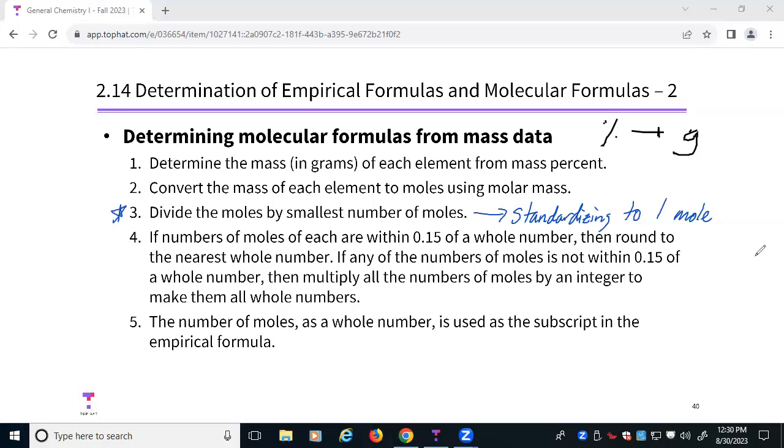When we work with experimental data, it's very often going to be the case that it's not going to work out to be exactly a whole number after we do step 3. What this is telling us is if we are close to a whole number, we should round up or down to the nearest whole number. So if I get 1.86 instead of 2, I should round that up to 2. If I get 3.91 instead of 4, I should round that up to 4.